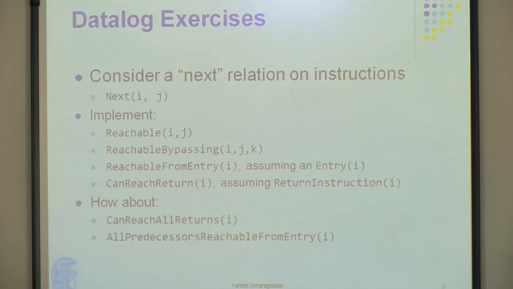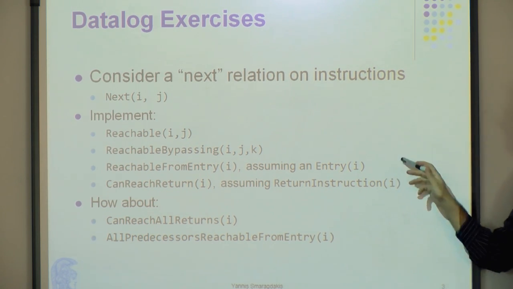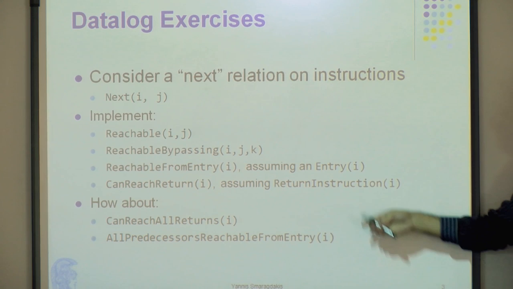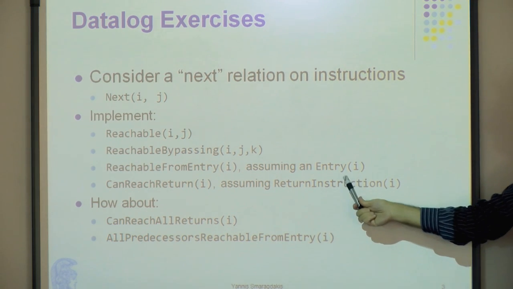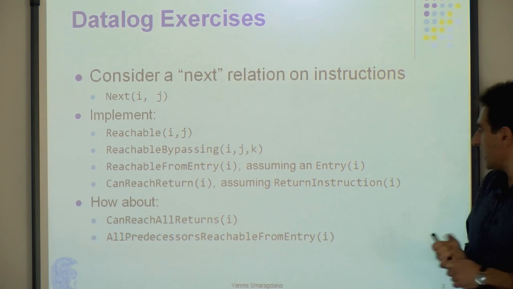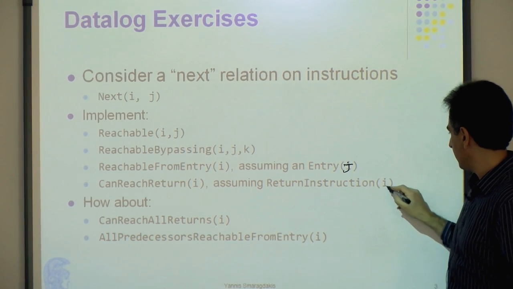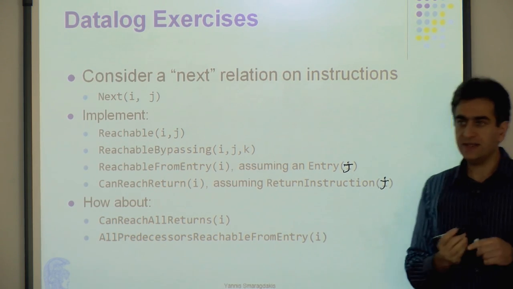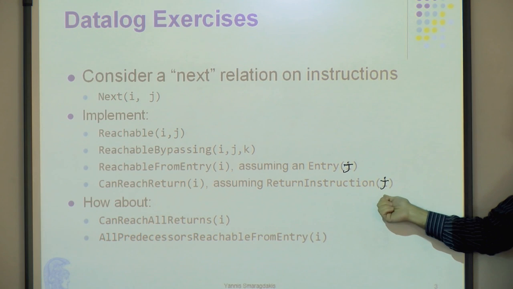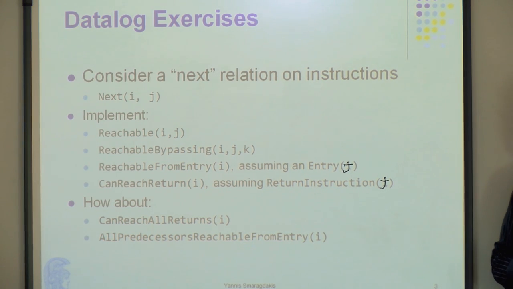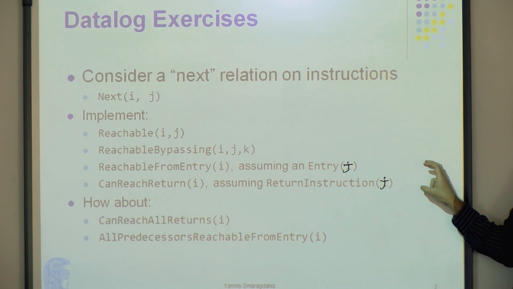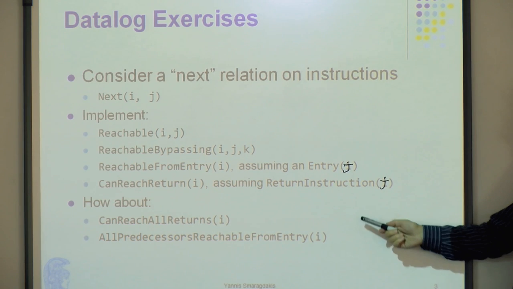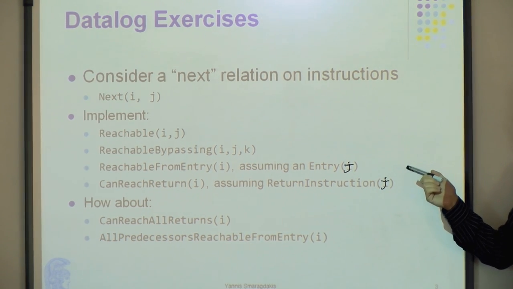Nobody? Okay. So you saw that it's very easy to express these concepts that are existentially quantified, the readable from entry, meaning there exists some entry point J, and I are different here, just to be clear, that can read our instruction I. There exists some return instruction J that our instruction I can read. Those are very easy to express. These were a bit trickier, and to express those we needed to do a for all emulation using existentials.